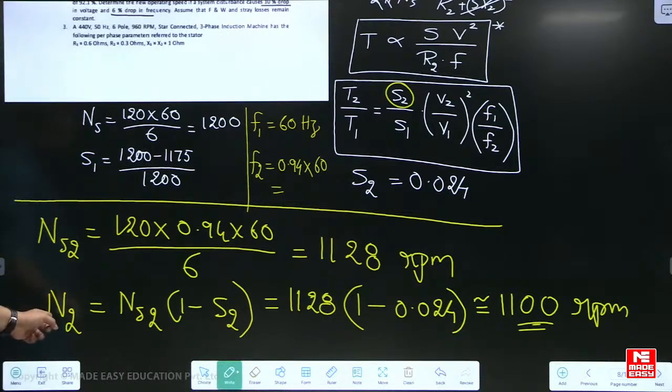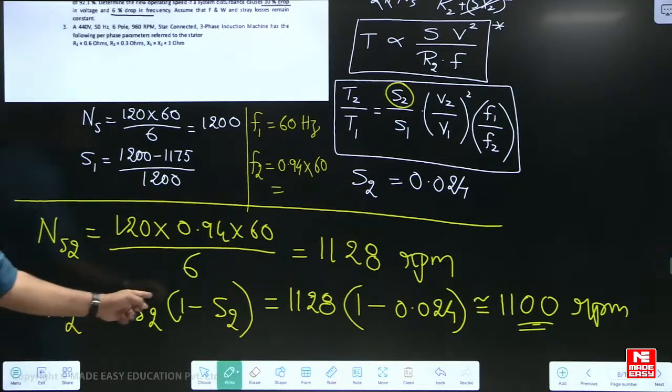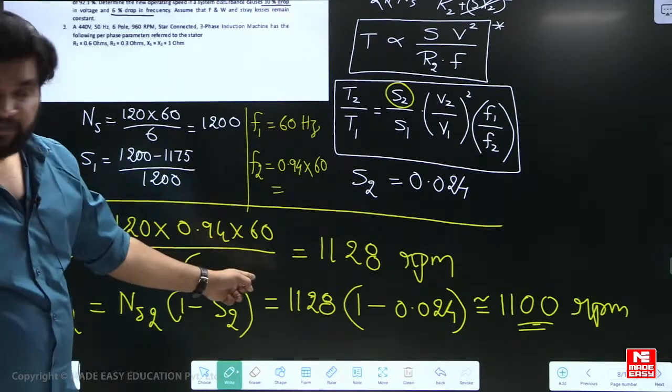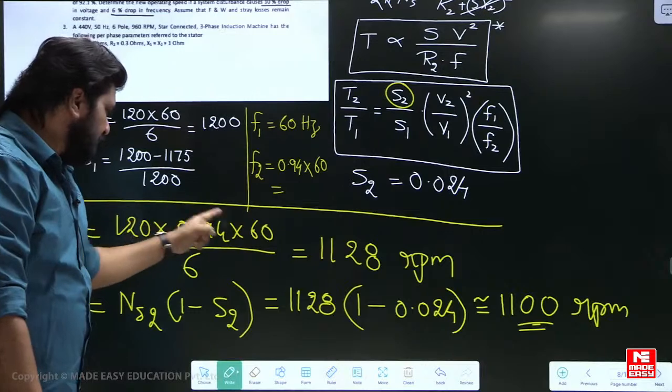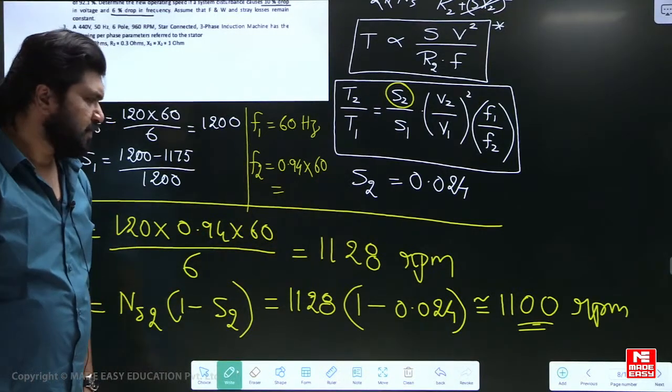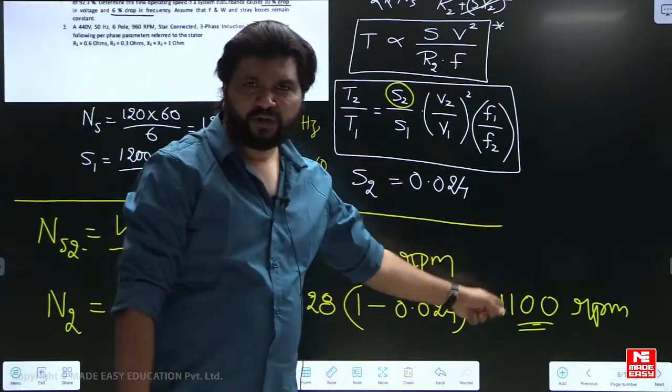Once you get S2, you will get N2 because N is Ns into 1 minus S. Ns2 also will change because frequency changed. So automatically 120 F by P gives the new synchronous speed. This is the new speed, approximately 1100 RPM.